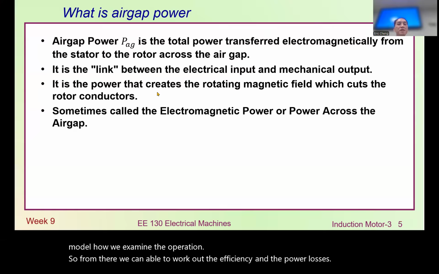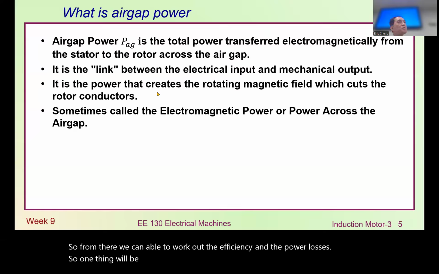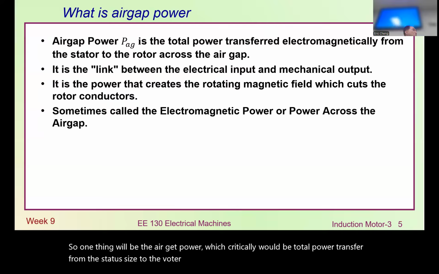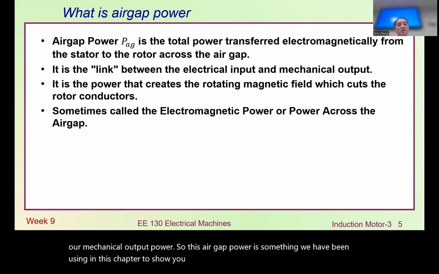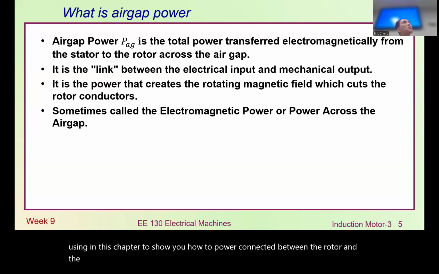So one thing will be the air gap power, which is basically the total power transferred from the stator side to the rotor side. When you go to the rotor side, it becomes our mechanical output power. So this air gap power is something we use in this chapter to show how the power is connected between the rotor and the stator. It's more like we try to link the electrical energy to the mechanical power output.